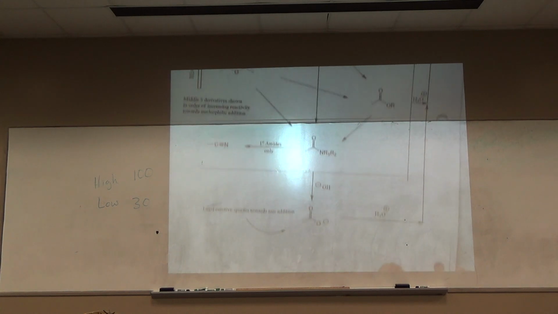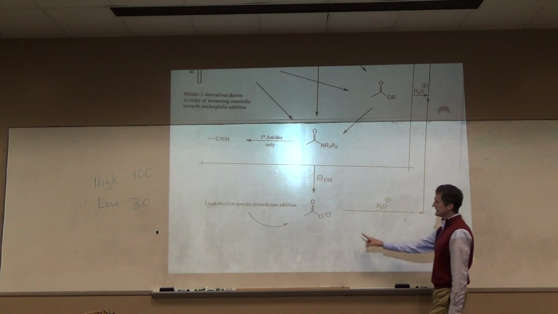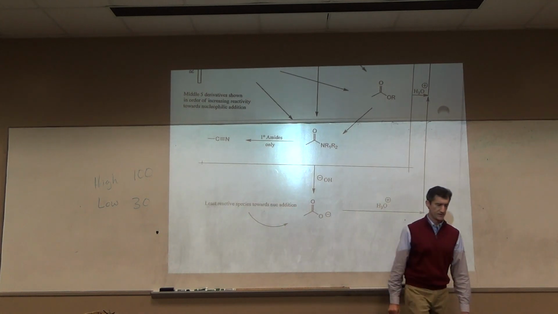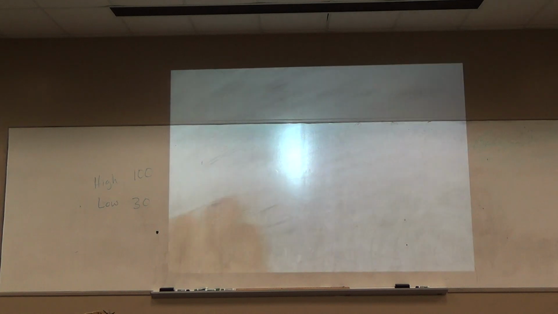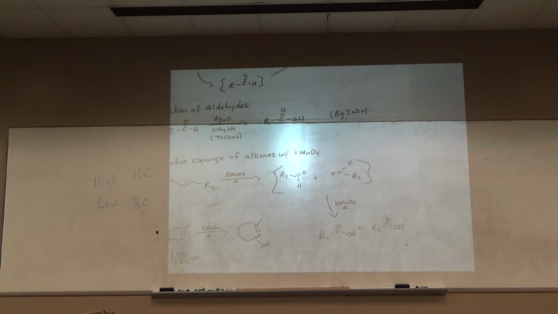And by the way, this is your least reactive species towards acyl substitution. Because it's an anion, it ain't going to react to nucleophiles that well. Nucleophiles are going to be like, whoa, I ain't going there. Anion alert. I don't like anions. I like cations or electron poor species. Okay, what can we do?